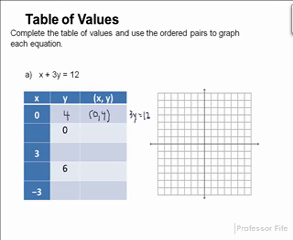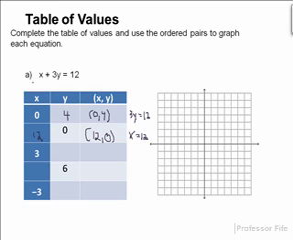Okay. If I choose y equals 0, the y term drops out. 3 times 0 is 0. And it leaves me with x equals 12. So x is 12 when y is 0, that gives me the point 12, 0.